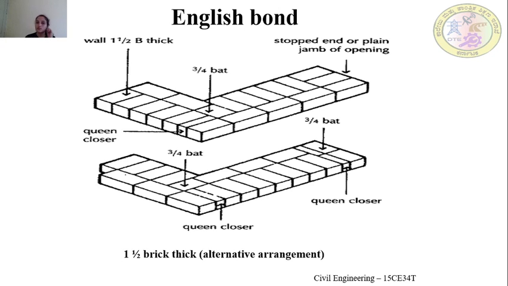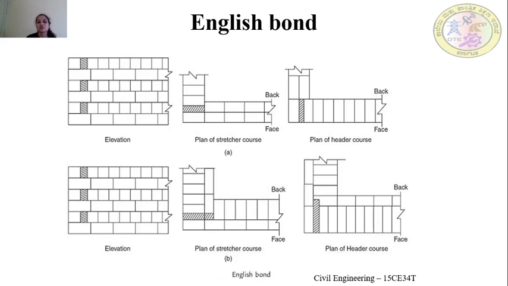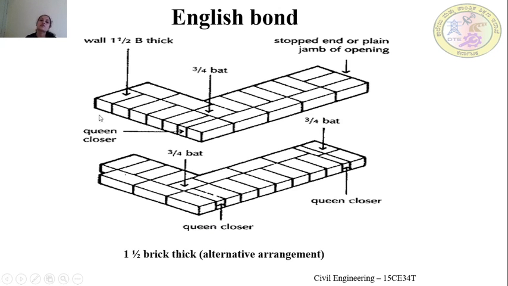So this is the isometric view of English bond of 1.5 brick thick. This is an alternative arrangement because here we have utilized queen closure as well as the quarter bat. Here we have utilized the 3/4 bat. 3/4 bat means in a full brick, if we remove the quarter portion, then the remaining portion is called the 3/4 bat.